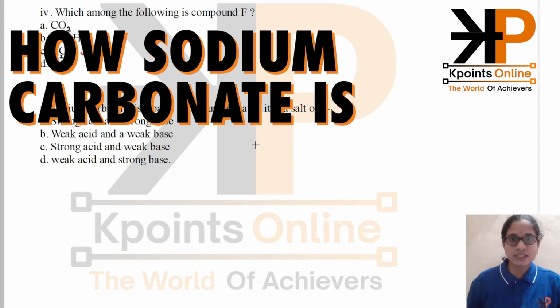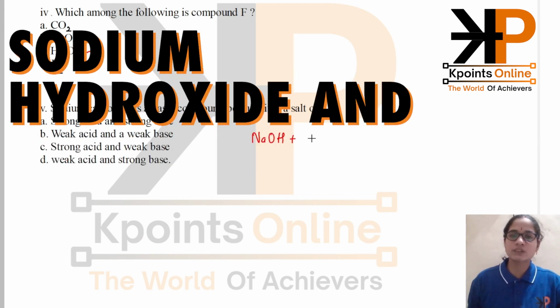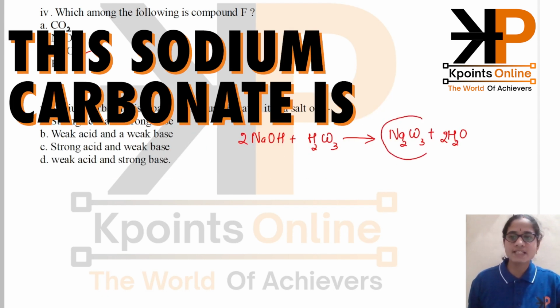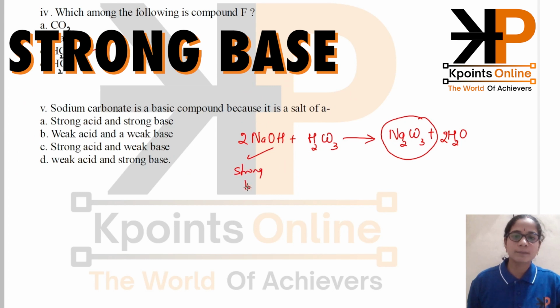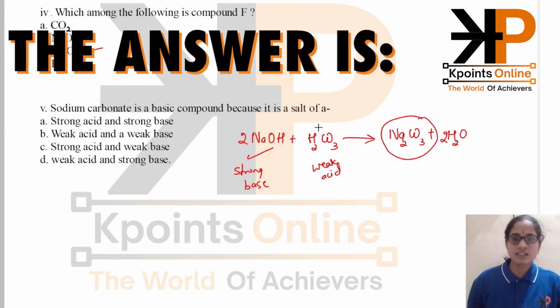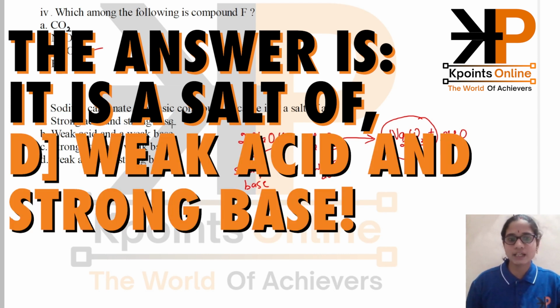How is sodium carbonate formed? It is formed by the neutralization of sodium hydroxide and carbonic acid. This sodium carbonate is formed by a strong base and a weak acid. So the answer is it is a salt of a strong base and a weak acid.